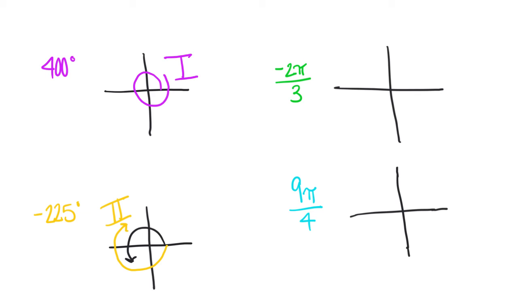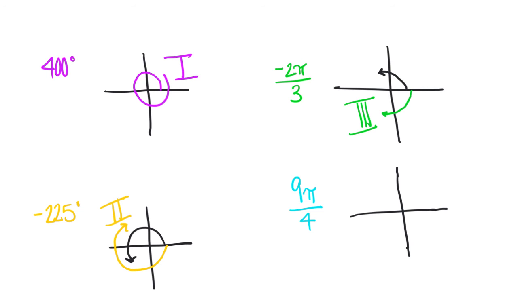Negative 2 pi over 3. If you were to go positive 2 pi over 3, that is going to bring you into quadrant 2. But if I'm going to go negative 2 pi over 3, I'm going to go that same exact distance, but in the negative direction, and so therefore it's going to bring me into quadrant 3.